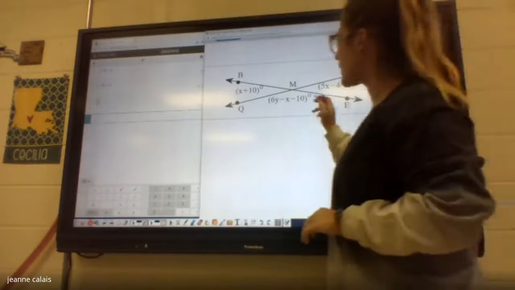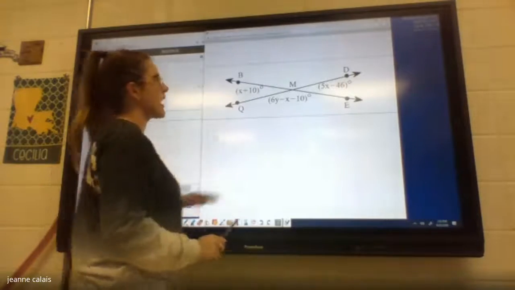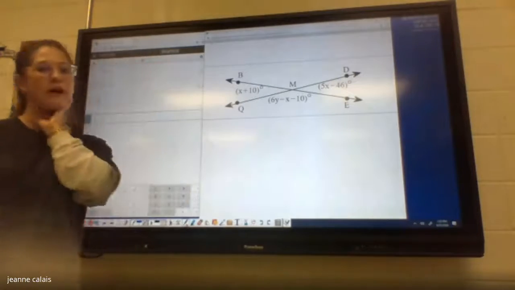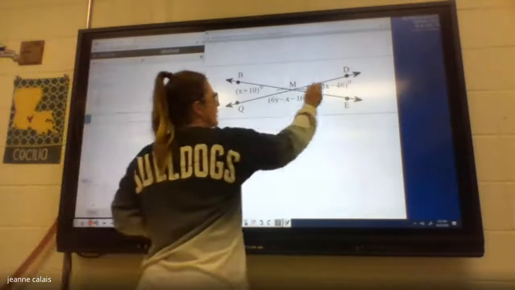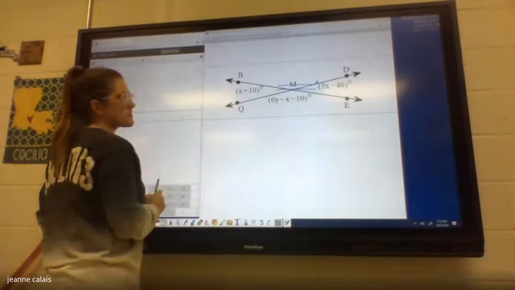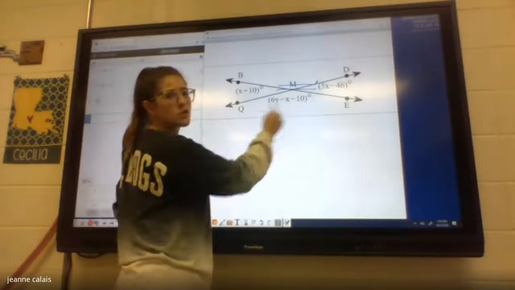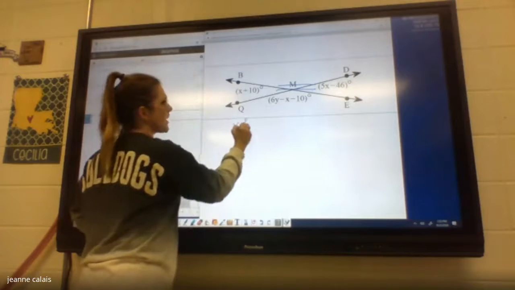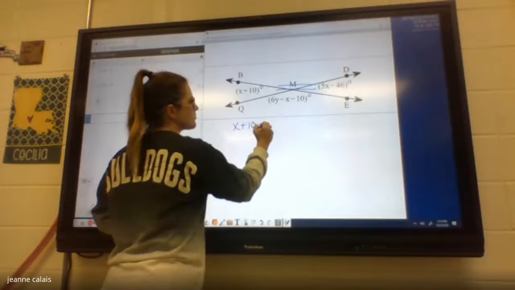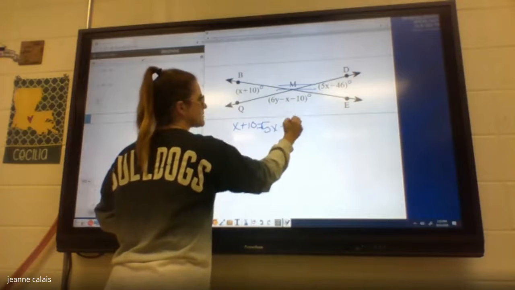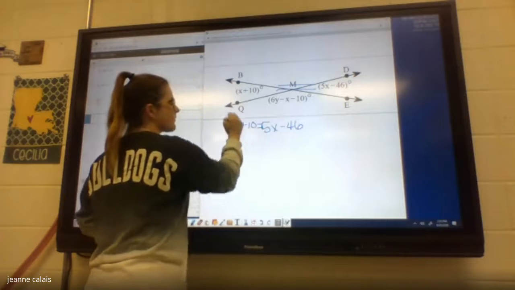All right, so we're going to find the value of every variable, and then we're going to find the value of each angle. Start with the variable x. All right, they're vertical, so go with that. Obviously, you can't do anything with this because you have two different variables right here. So x plus 10 is equal to 5x minus 46. Go ahead, solve for your variable.